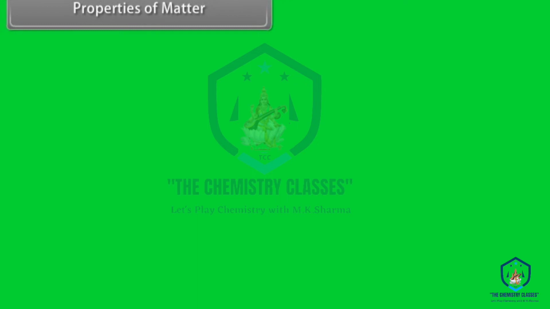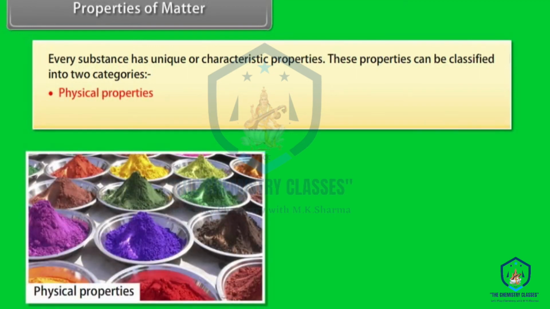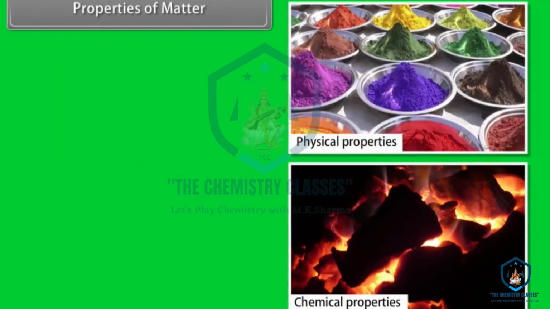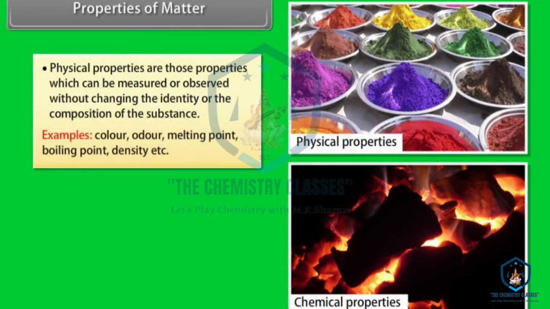Properties of matter. Every substance has unique or characteristic properties. These properties can be classified into two categories: physical properties and chemical properties. Physical properties are those properties which can be measured or observed without changing the identity or the composition of the substance. Examples: color, odor, melting point, boiling point, density, etc.